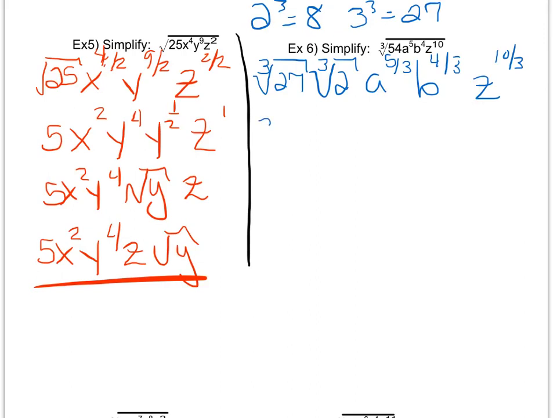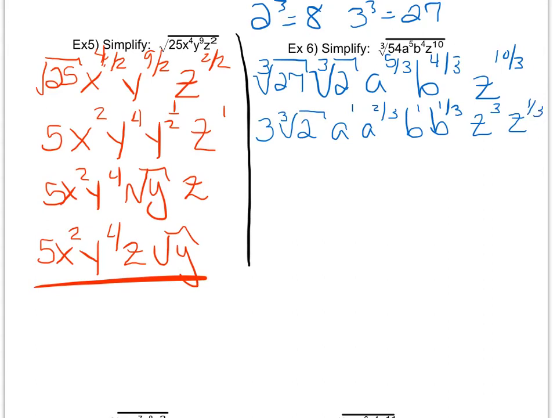Well, the cube root of 27 is just 3. I do not know the cube root of 2. It does not have any other perfect cubes, so I leave it. 3 goes into 5 one whole time with 2/3 remaining. 3 goes into 4 one whole time with 1/3 remaining. 3 goes into 10 3 whole times with 1/3 remaining.